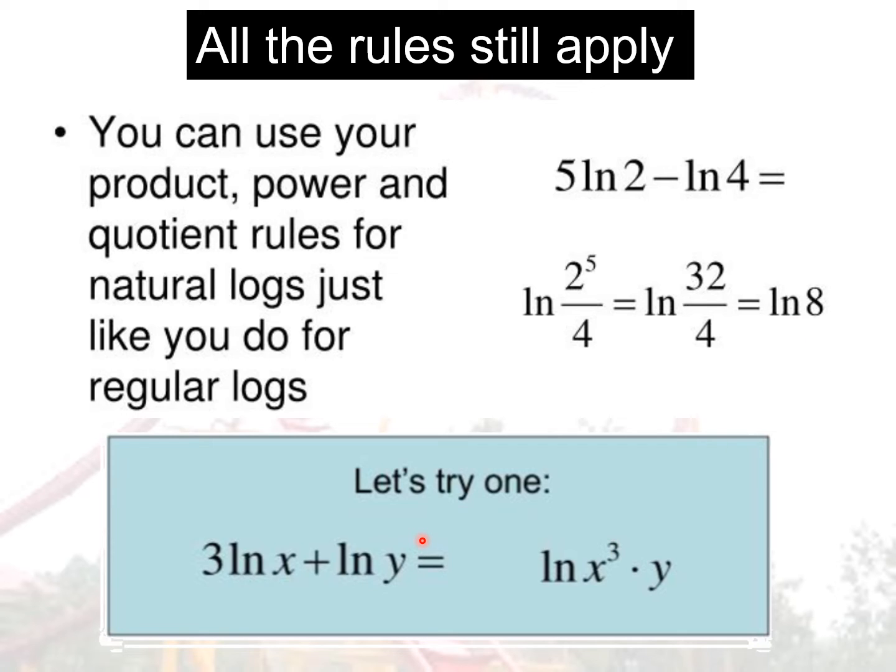Now let us try this one. 3 ln x plus ln y equals, of course, we are going to have 3 as the exponent of your x. And then, since it is plus, we are going to multiply. So, ln x to the third times y, or ln of x cubed y.